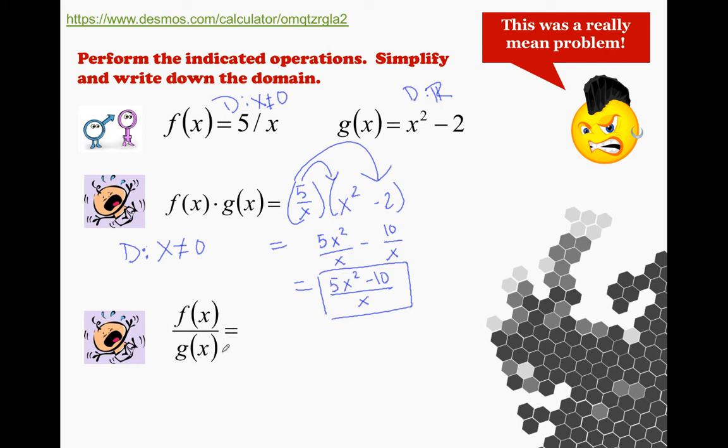And then this nice one: x squared minus 2 divided by 5 over x. Again, we do want to remember that right here, something's stopping us. We can't divide by 0. But is anything else? Maybe I also need to look at, well, 5 over x can't be 0. That whole fraction can't be 0. Wait a minute. It will never be 0.